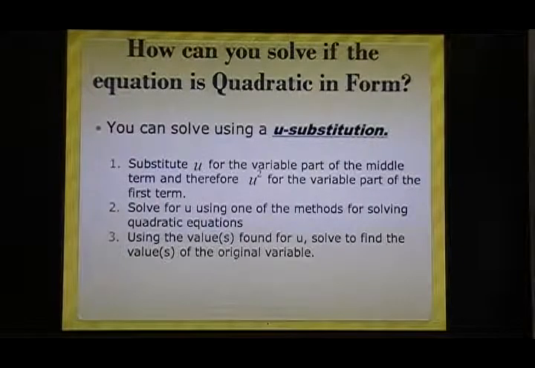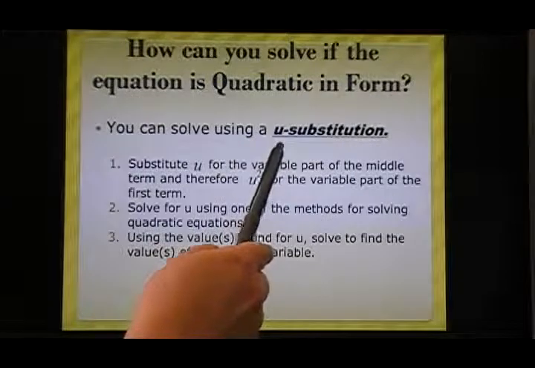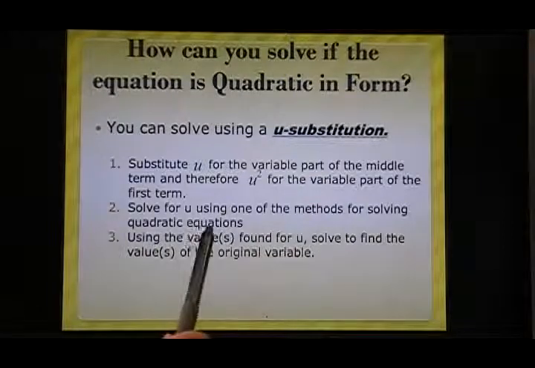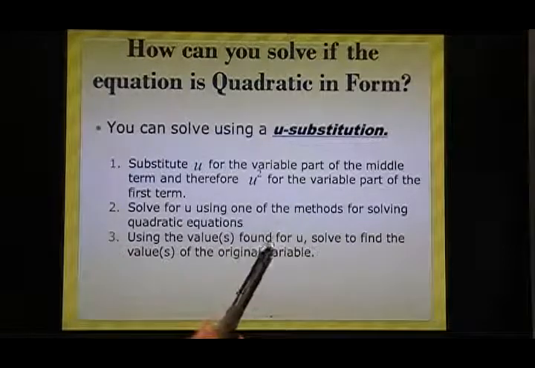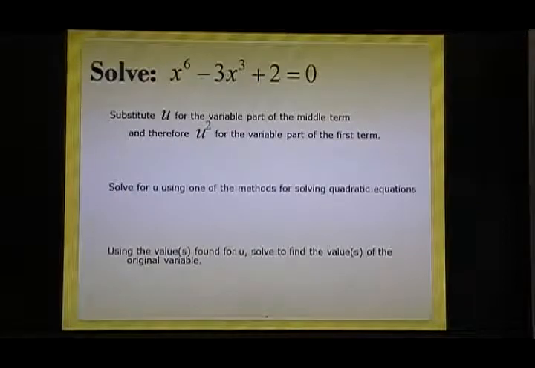If you do have an equation that's quadratic in form, then you can solve using a U-substitution. What we're going to do is take the equation that we have and make it look like a quadratic equation so that we can solve using the methods of quadratics. And then once we know what the value of u is, we're going to go back in terms of our original variable. So let's look at this one here.